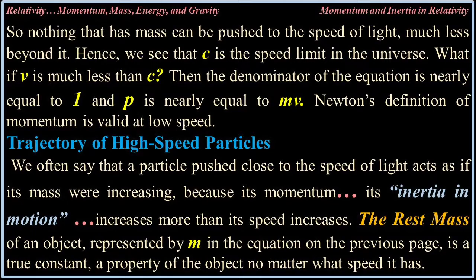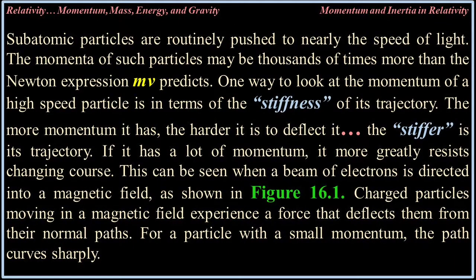The rest mass of an object, represented by m in the equation on the previous page, is a true constant, a property of the object no matter what speed it has. Subatomic particles are routinely pushed to nearly the speed of light. The momenta of such particles may be thousands of times more than the Newton expression mv predicts.